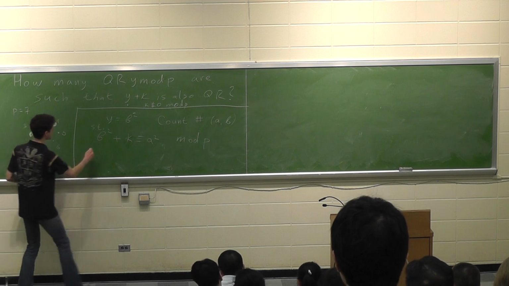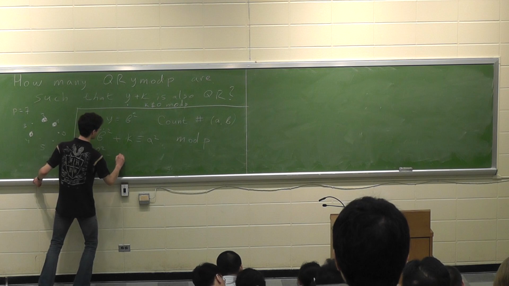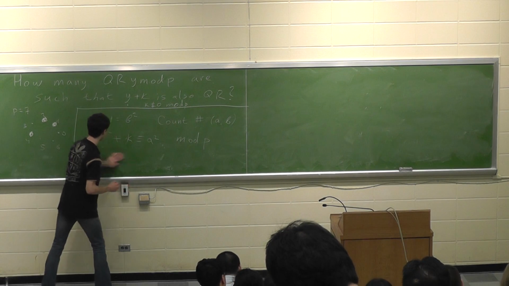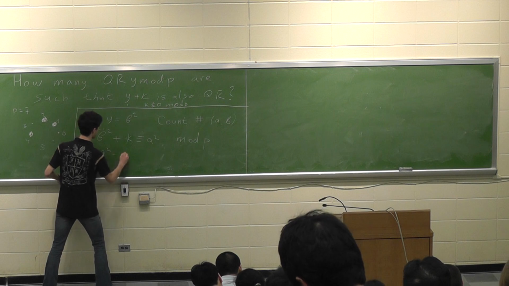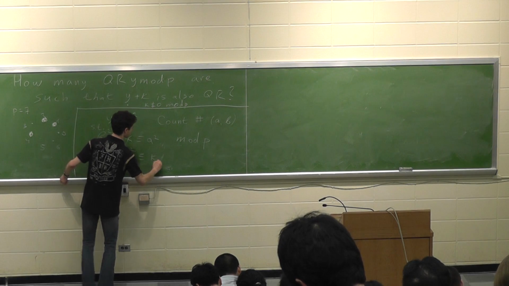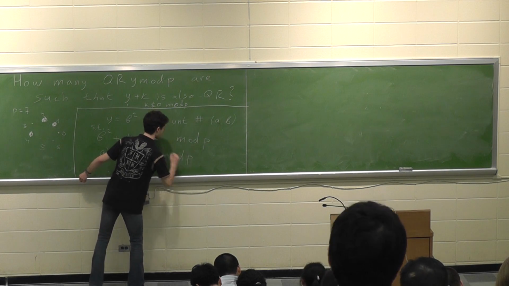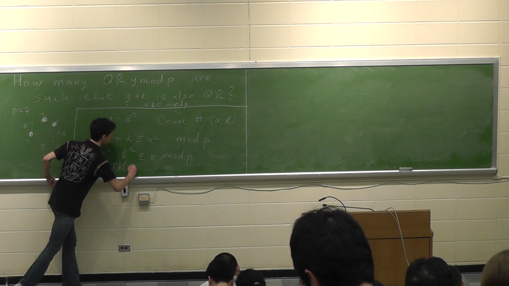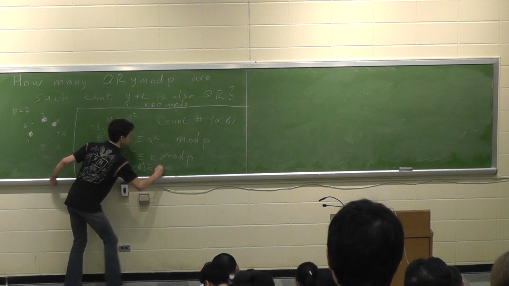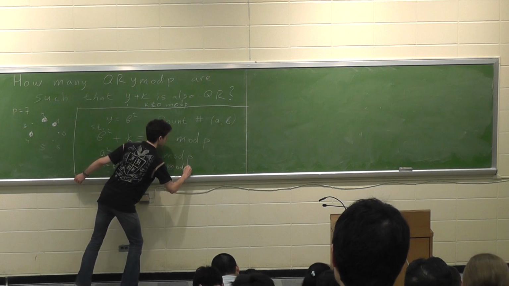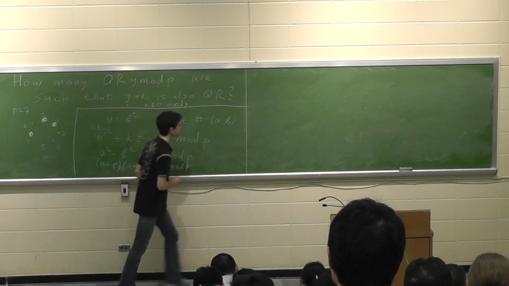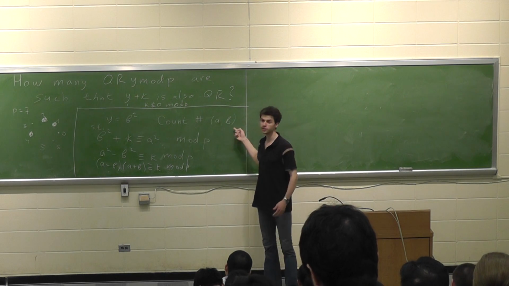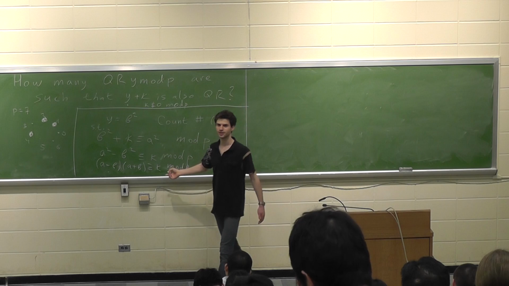The difference of squares. In fact, b squared minus a squared, or maybe a squared minus b squared, is equal to k. Or I can write it as a minus b times a plus b. So we can take modulo p. And now I want to count how many solutions a, b there are to this equation.